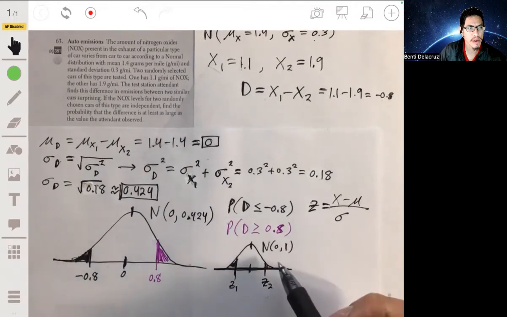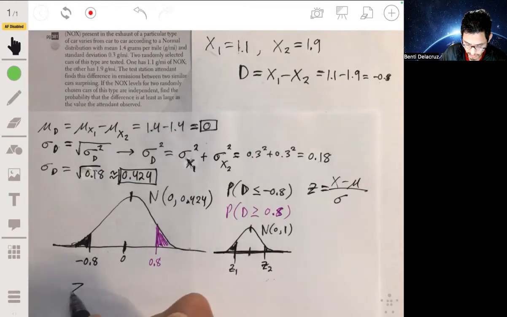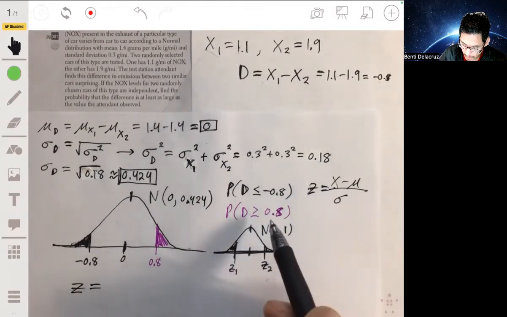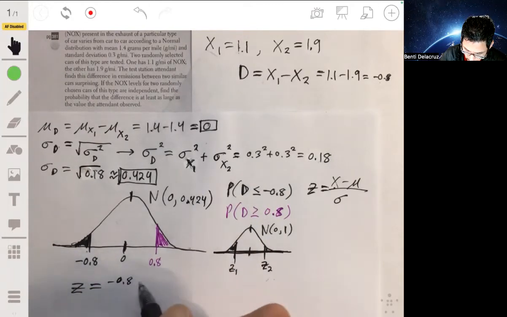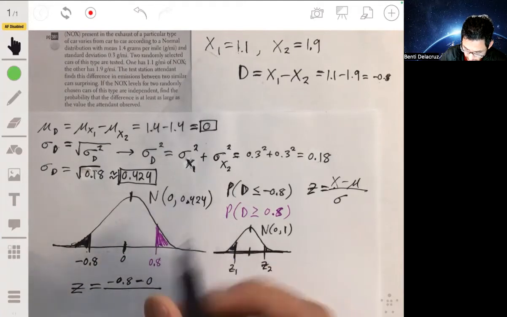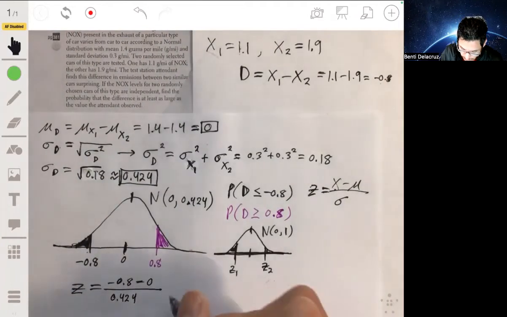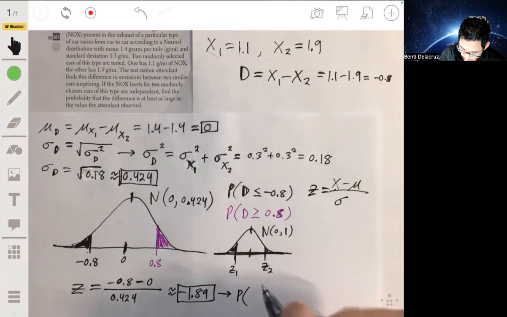Let me move this up and calculate it right here, so we get the whole problem. So z will be our observation value, negative 0.8, minus the mean, which is 0, over the standard deviation of 0.424. And we'll get about negative 1.89. So I want to find the probability that z is less than or equal to negative 1.89.